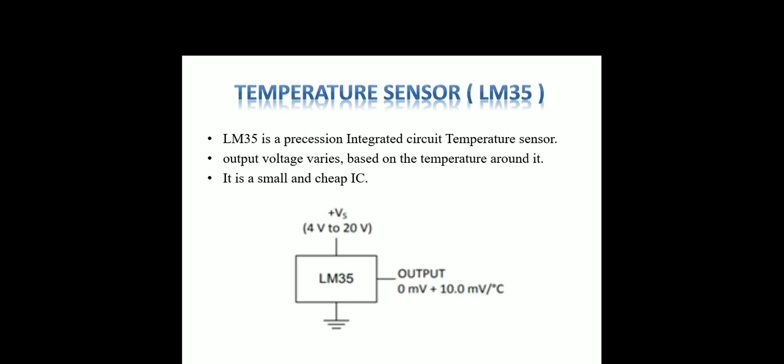Here plus Vs, 4 volt to 20 volt, is the pin for supplying the power supply voltage. Next, the middle pin is the output pin, number 2, and the third pin is the ground pin.